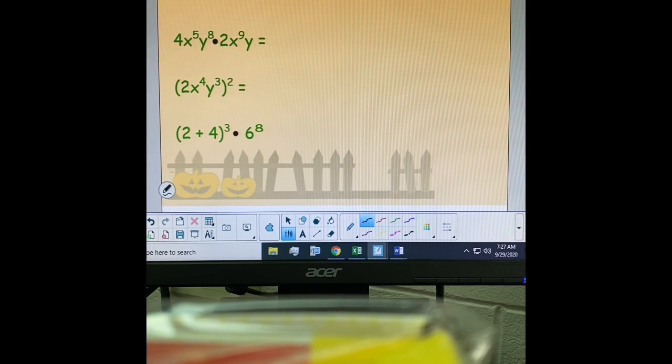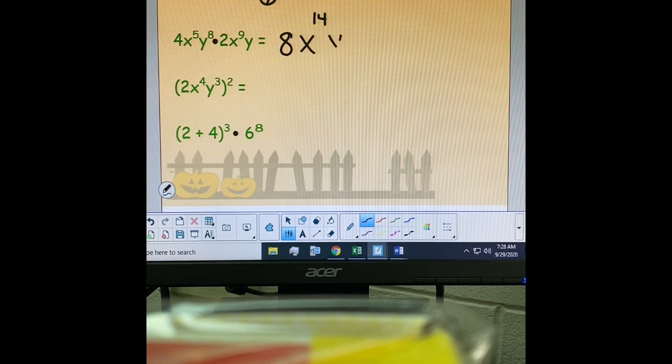Pause the video and work on these additional problems. You can't see the first one. The answer is 6 to the 20th. Pause the video and continue to work on the next 3 problems after that and check your answers.